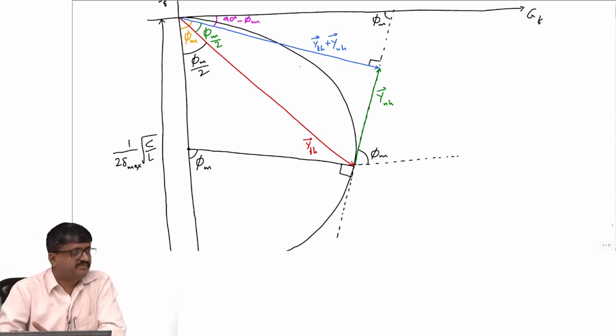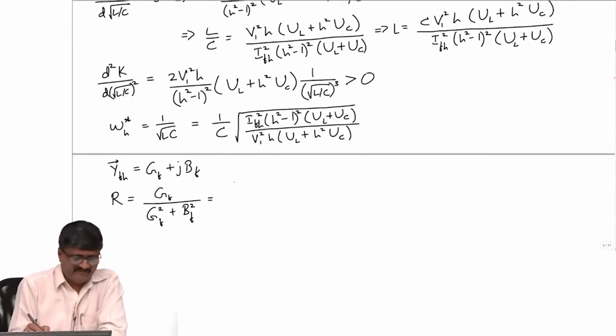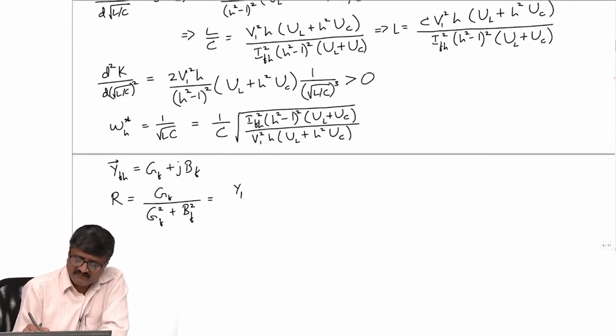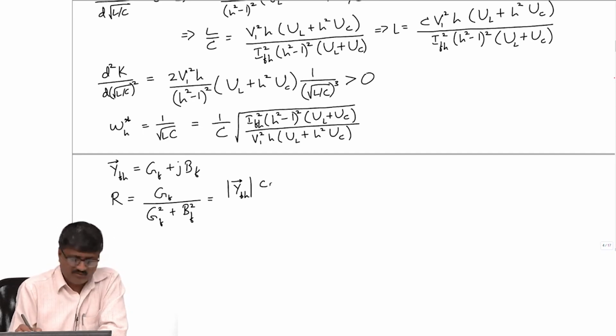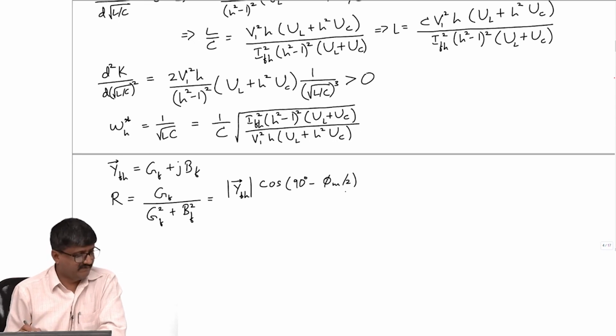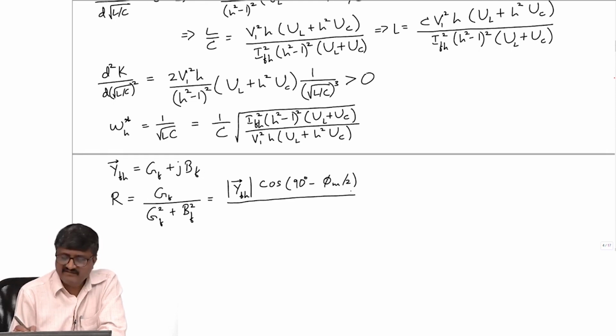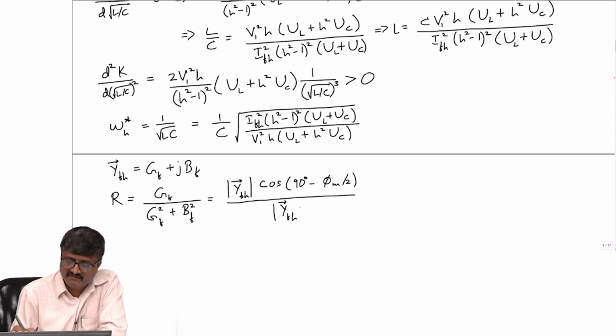90 minus phi m by 2. So, okay, let us write that. So, GF is the magnitude of y of h into cosine of 90 degrees minus phi m by 2. Okay. So, that is GF. Now, what is GF square plus BF squared? It is nothing but the magnitude of y of h square.